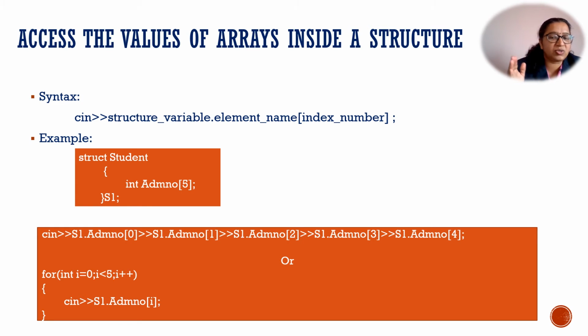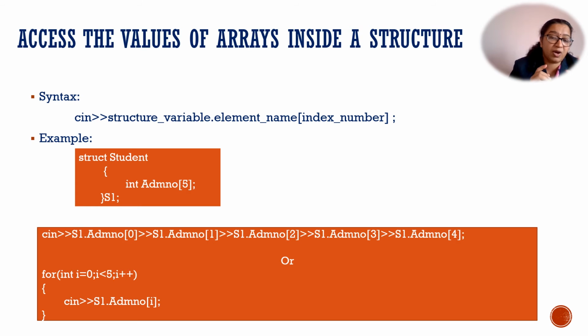So here we want to repeat the statement cin s1.admno. Only the index number is changing here. So for the index number, we can use the variable of the for loop. So for (int i = 0; i < 5; i++). Only 5 students' admission numbers are there. Then in the braces, cin s1.admno[i], we can write that index number.